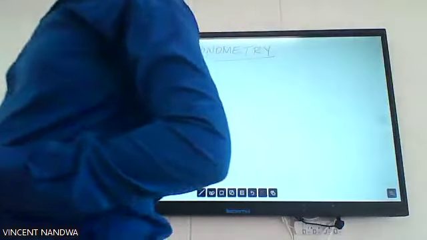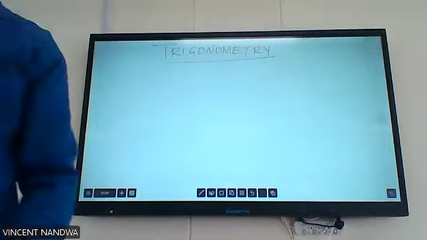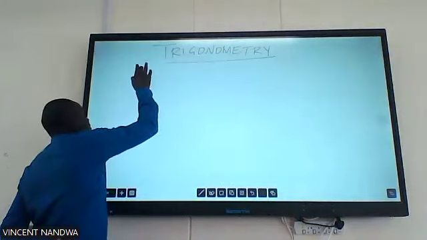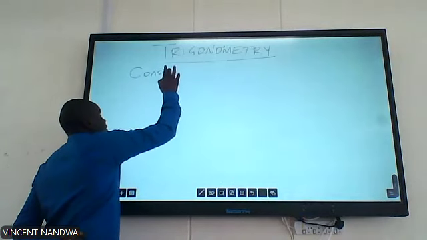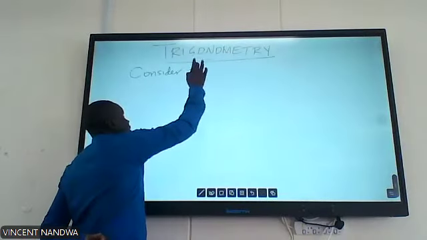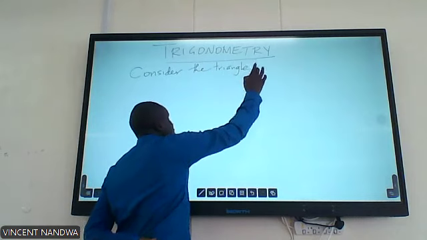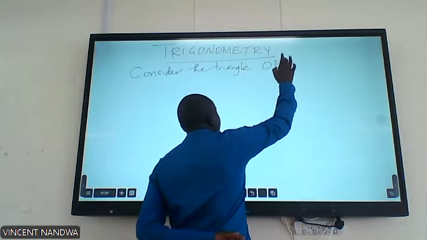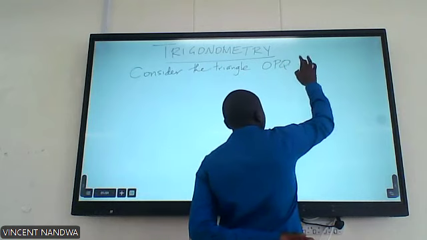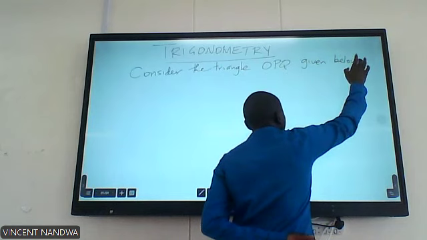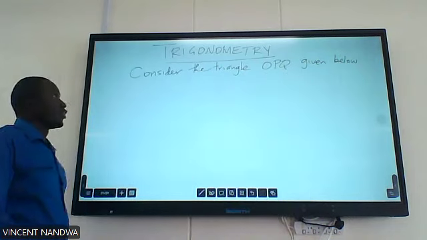So, well, I'll assume that we don't know what a pyramid is. We don't know. So, see, the triangle OPQ. So consider the triangle OPQ.